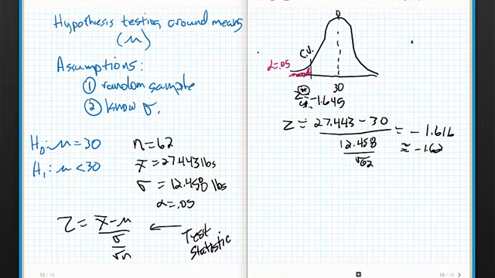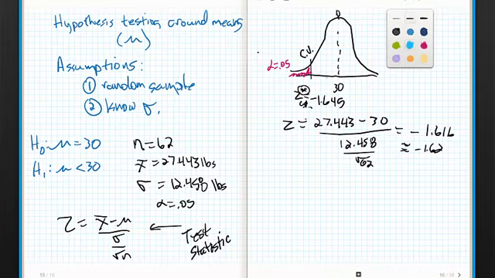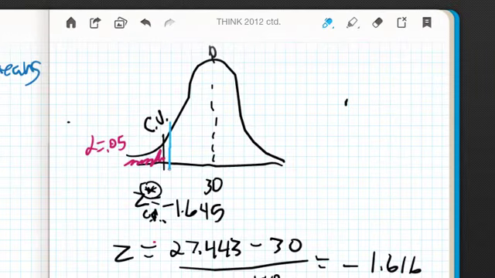So let's do this guy right here. My test statistic, I'll make it blue, is negative 1.62. Notice, this is Z equals negative 1.62. Now, ask yourself, does it end up in the critical region? The critical region is defined by everything to the left of the critical value. It doesn't make it there.